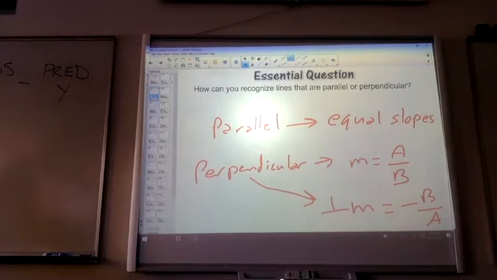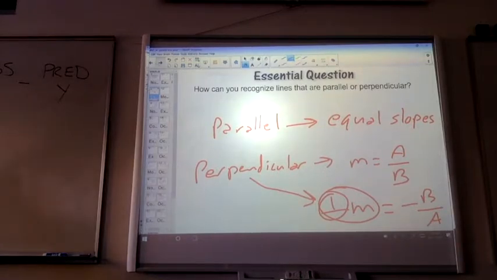So would we need to draw the upside down T? I would use that as the notation. Perpendicular. It's an upside down T. Means perpendicular. Oh. So we don't have to write out perpendicular.